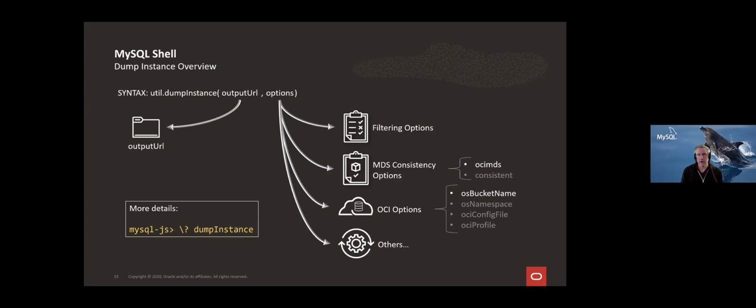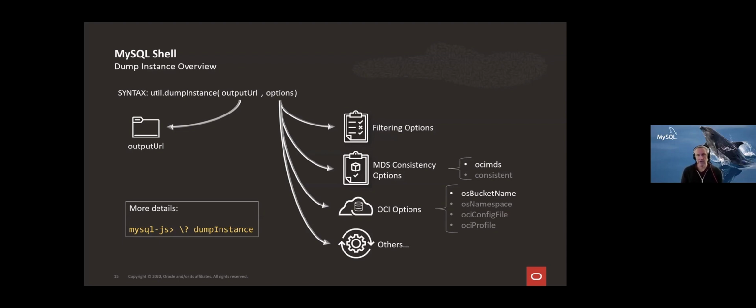When you do your dump, knowing that you're going to the Oracle MDS, which is running on the latest version of MySQL 8, you may want to check whether your dump is going to be compatible. We have compatibility checks built into dumpInstance, so you can turn that on. You can also tell the dumpInstance function to perform some conversions of data types and so on that are better suited for the MDS.